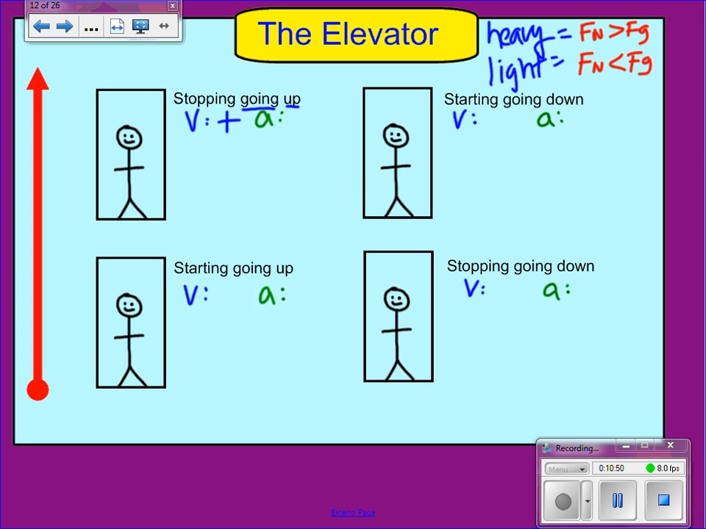Let's look at the one right below. Starting going up. Once again, I could care less about starting. That has to do with acceleration. I don't care about that. What I care about is the fact that the elevator is going up. And so in that case, velocity is still positive.